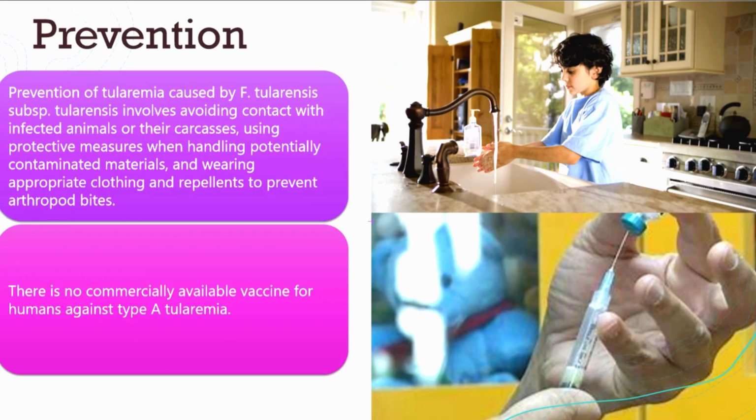To prevent tularemia caused by F. tularensis subsp. Tularensis, it is essential to reduce the risk of infection. Avoid contact with infected animals or their carcasses and use protective measures when handling potentially contaminated materials. Wearing appropriate clothing and using repellents to prevent arthropod bites can also be beneficial. Unfortunately, there is no available vaccine for humans against type A tularemia.